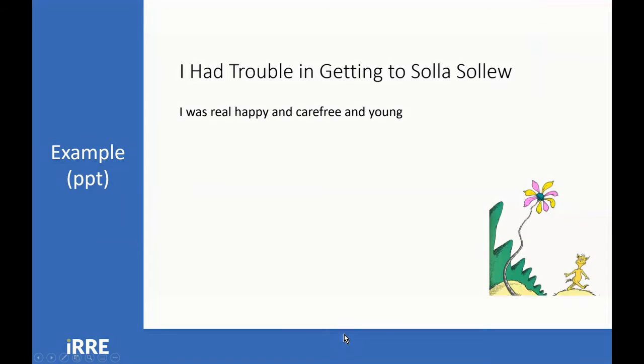I sure can. So in this case, the teacher is reading the very first line of the story. "I was real happy and carefree and young." And one of the key skills that the teacher wants to focus on is words in context. So she may talk about the fact that she knows what the word happy means. She knows what the word young means. Again, thinking about what words her students might know as well.